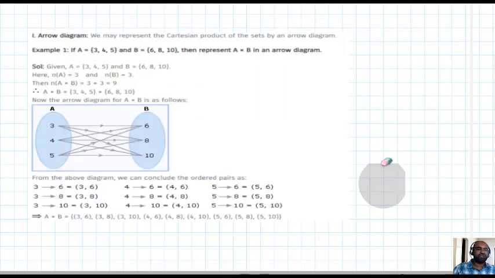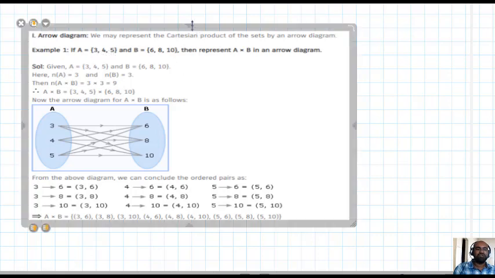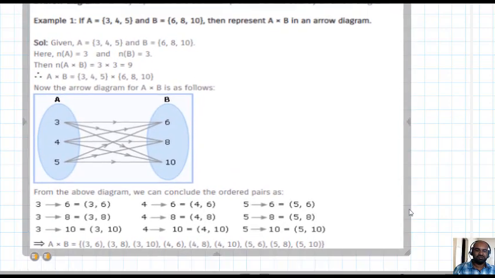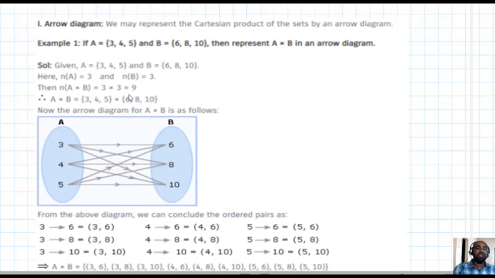I will show you through one example. Here one example is there. Observe here. Example: A equals 3, 4, 5, B equals 6, 8, 10. Then represent A cross B in an arrow diagram. Using what I just explained, you can complete that, not a big one. A is given and B is given. n of A is 3, n of B is 3, n of A cross B is 9. So 9 ordered pairs we will get. Now the arrow diagram for A cross B is as follows. Okay, this is the arrow diagram.